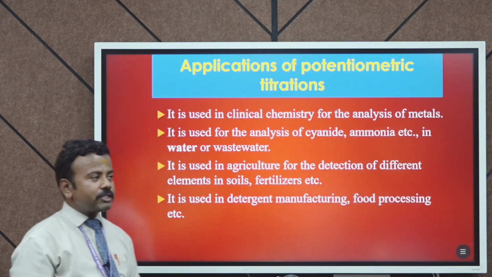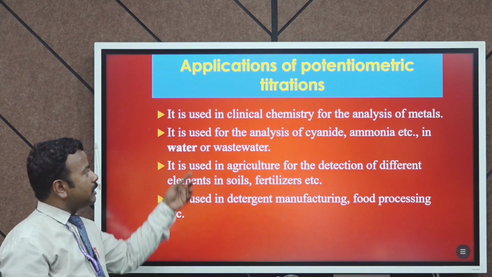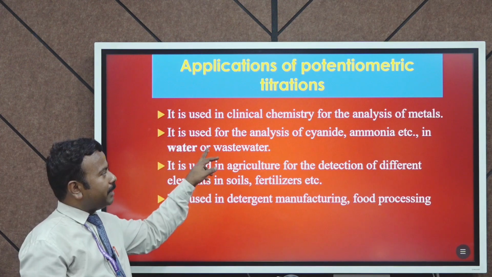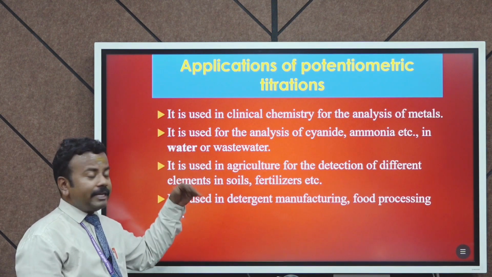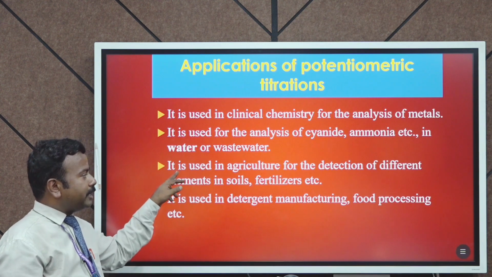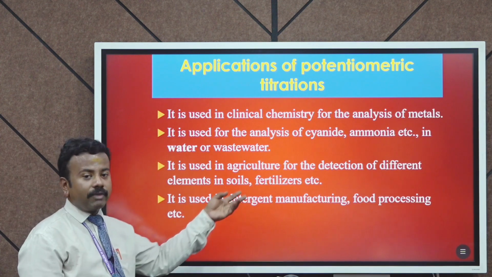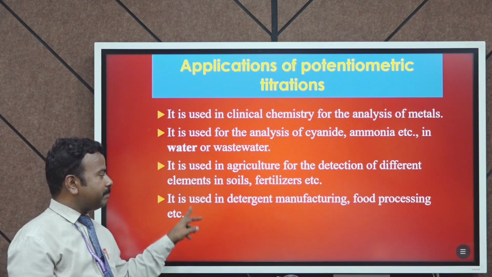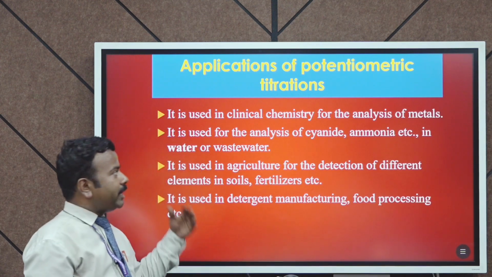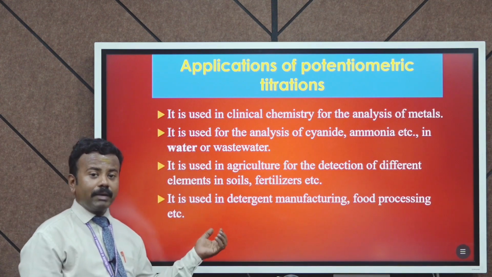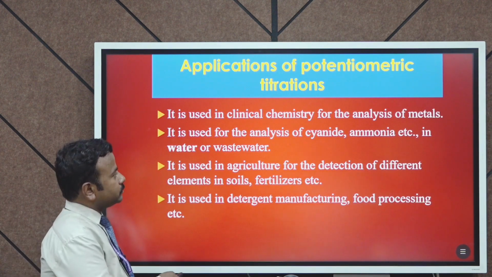Then let us see the applications of the titration. Mainly it is used in clinical chemistry, analysis of metals, and wastewater treatment, which is a very important one, and also analysis of cyanide and ammonia. These things we can easily analyze by potentiometric titrations. It is also used in agriculture for the detection of elements in soils, soil nutrients, and fertilizers. These are the main applications, and it is used for detergent manufacturing and food processing. So various types of applications are done by potentiometric titrations, or we can call it potentiometry. Thank you.